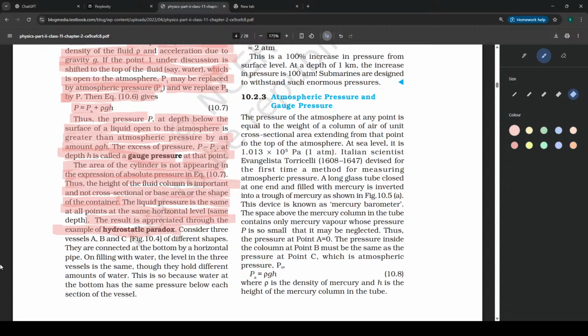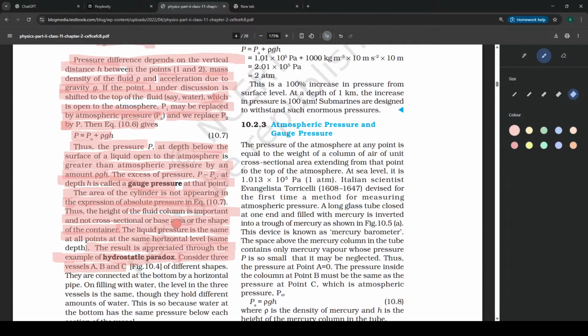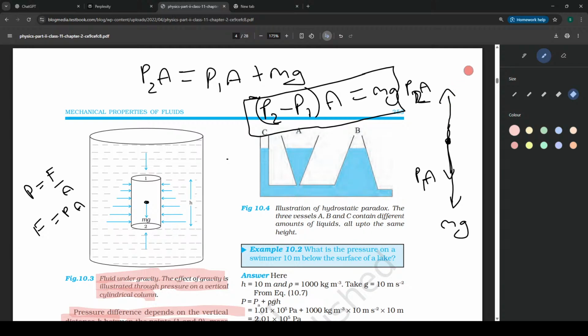What they are saying is the liquid pressure is the same at all points at the same horizontal level, that is, at the same depth. Now we can appreciate this through an example of the hydrostatic paradox. If we consider three vessels A, B, C, if we see the vessels here, let me erase this.